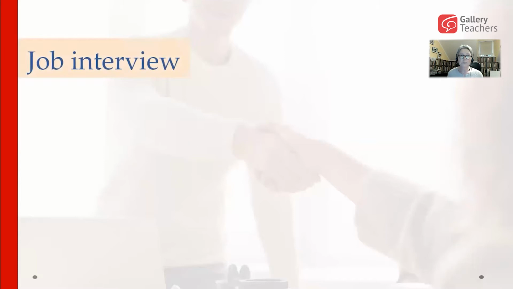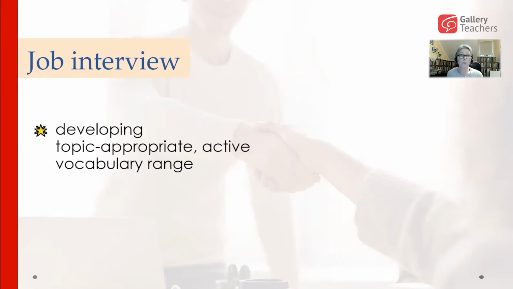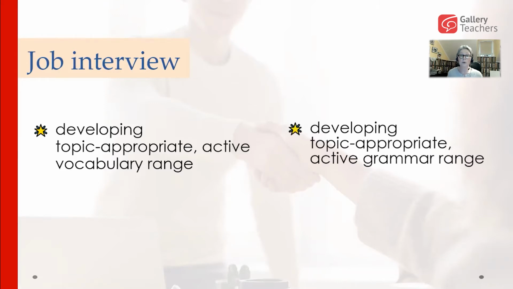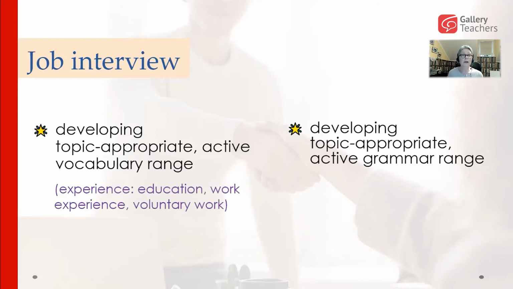So if we're working on this particular situation, the role play of a job interview, then one of the aims could be developing topic-appropriate active vocabulary range, and another aim could be developing active grammar range. So for example, when we talk about vocabulary in the context of job interviews, then it would be vocabulary connected to experience. So your education, your work experience, or your voluntary work experience. And when we talk about grammar, in the context of job interviews, one of the most important skills is the ability to ask questions.